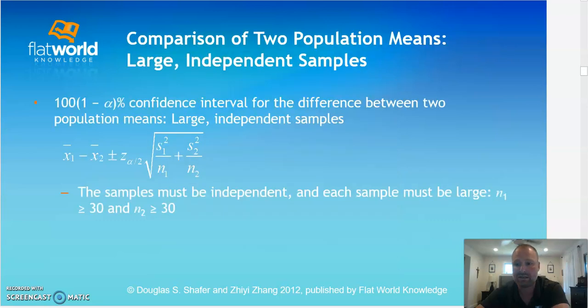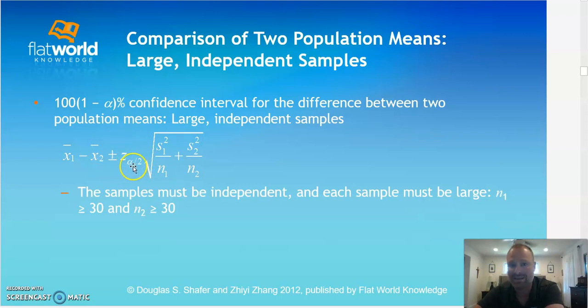So in order to compare these two things, the first thing we need to do is figure out the interval. For the comparison of two population means, large independent samples, we can use a confidence interval for the difference between the two population means. Large means the sample size is greater than or equal to 30. So we take our first sample mean, subtract our second sample mean, and add and subtract the z-score.